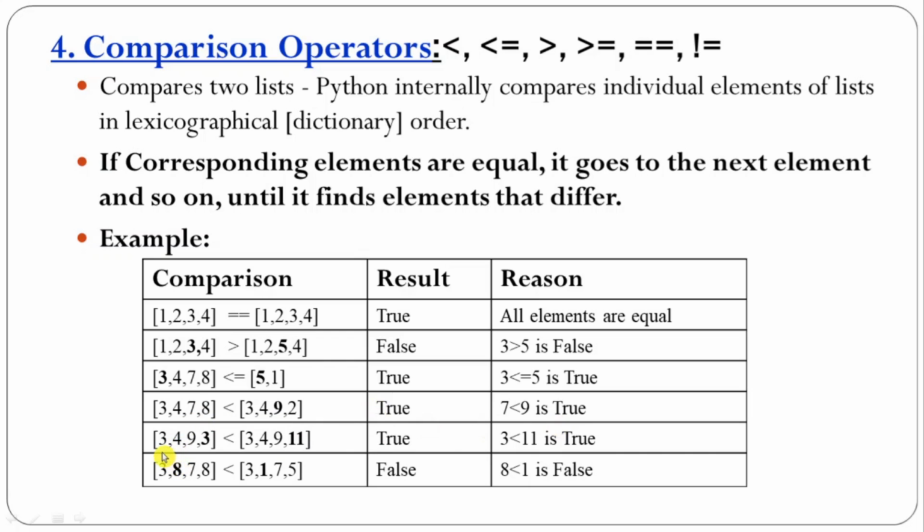The next example, 3, 4, 9. Both lists contain 3, 4 and 9. The fourth items are 3 and 11. The comparison works here. 3 less than 11 is true, so it returns true. One more example. The first item is 3 in both lists. Next item, 8 less than 1 is false, so it returns false.